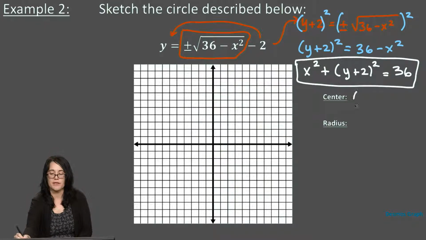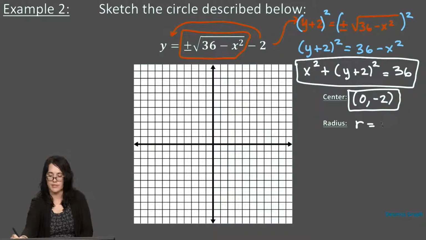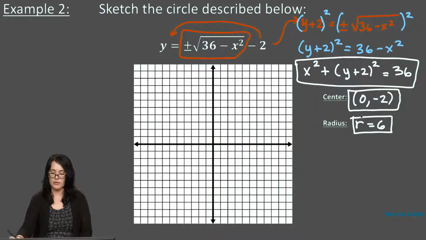So your center is at 0, -2. Make sure you watch your signs. You can go back to that first slide if you need to remember what the form was. And the radius was the square root of 36, which is 6. Good job. Now to plot this circle is not difficult.